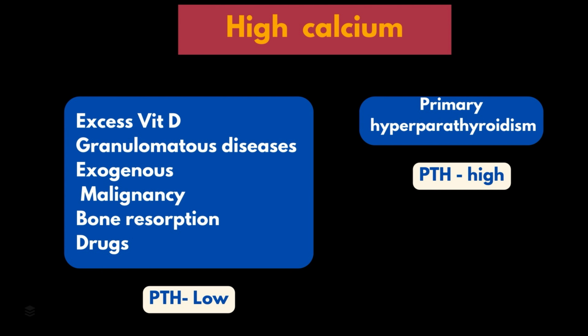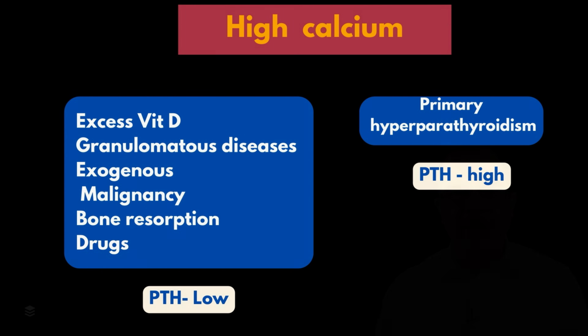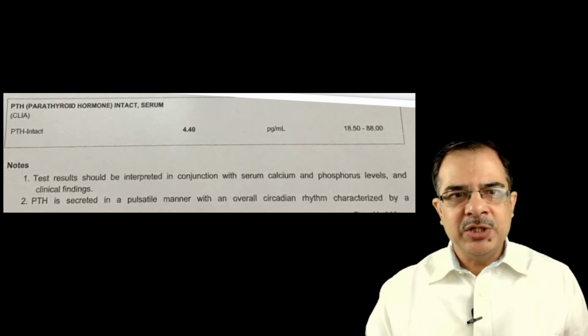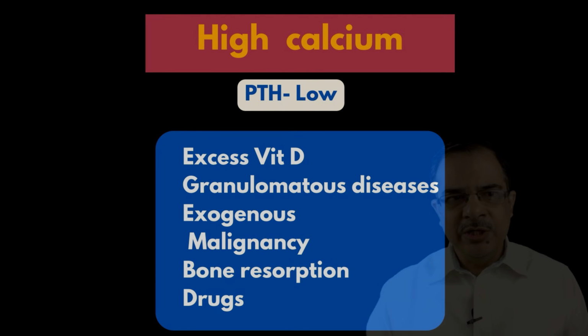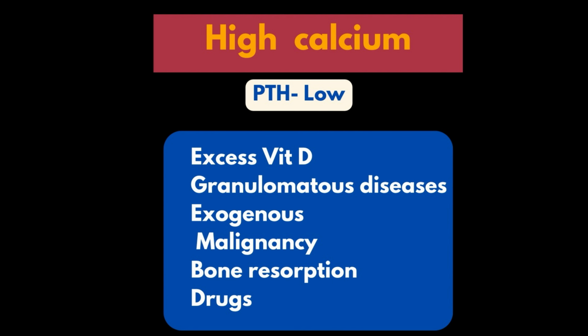So the next investigation that we did was the PTH level, and you can see here the PTH level came out to be 4.40, which is low. So it means the patient might be having one of these conditions which is responsible for high calcium with a low PTH value. So we asked for the history of exogenous vitamin D intake. She was not taking any exogenous vitamin D.